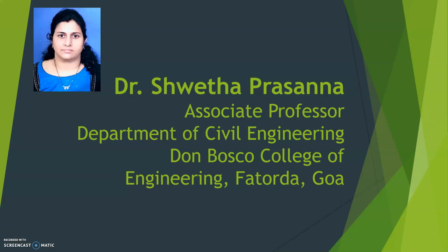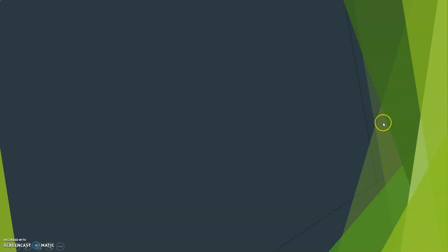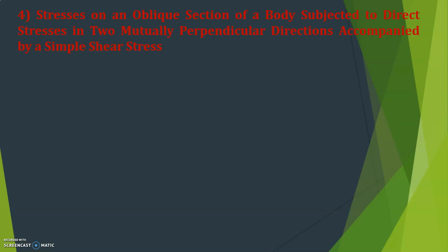Hello, my dear students. In the last class, I explained how stresses are developed in an oblique section of a body when it is subjected to direct stress in one direction, and also to direct stresses in two mutually perpendicular directions, and direct stress accompanied by shear stress. So today we will discuss stresses on an oblique section of a body subjected to direct stresses in two mutually perpendicular directions accompanied by a simple shear stress.